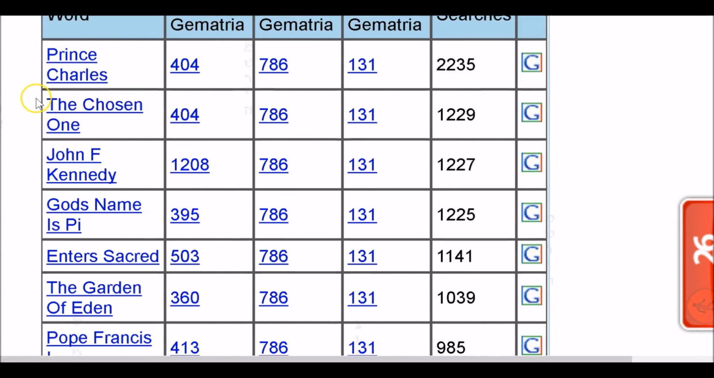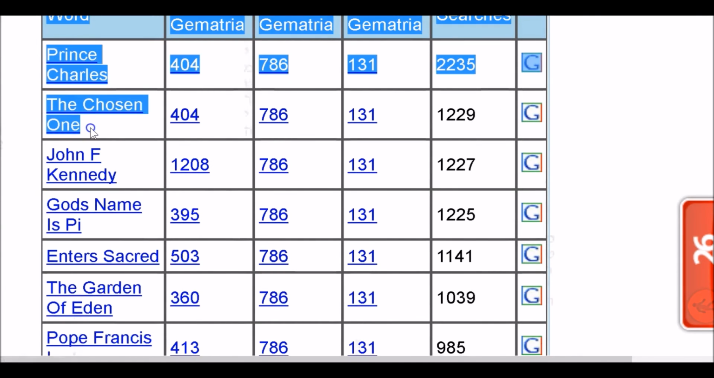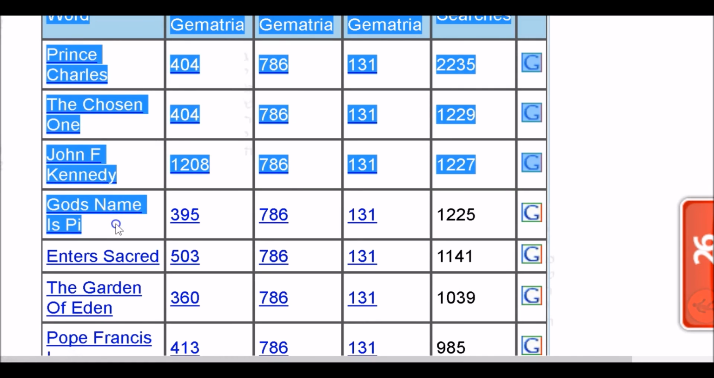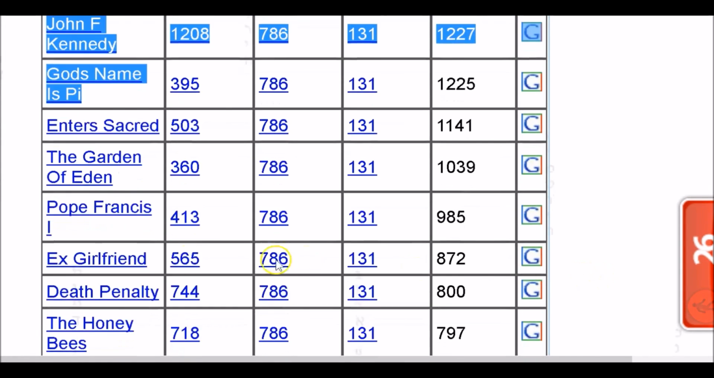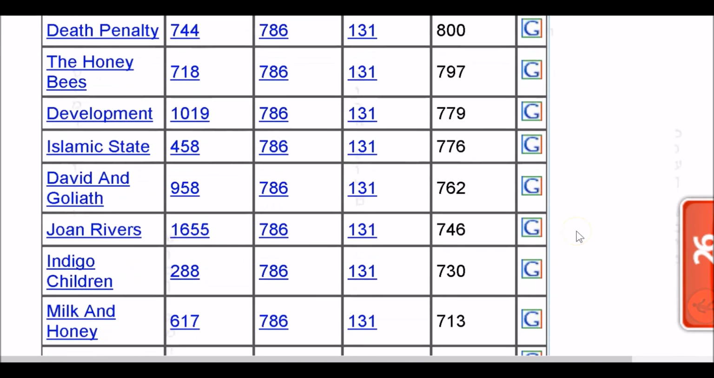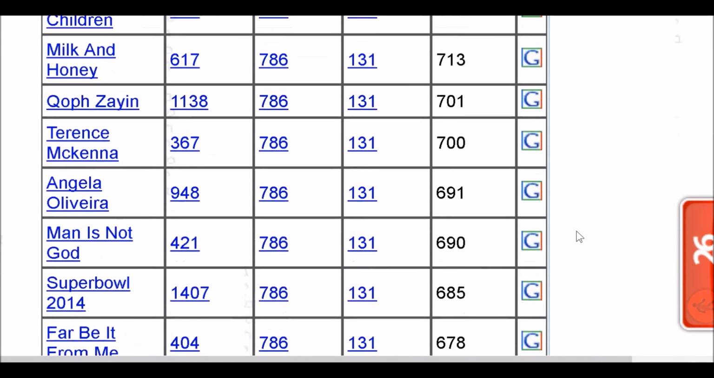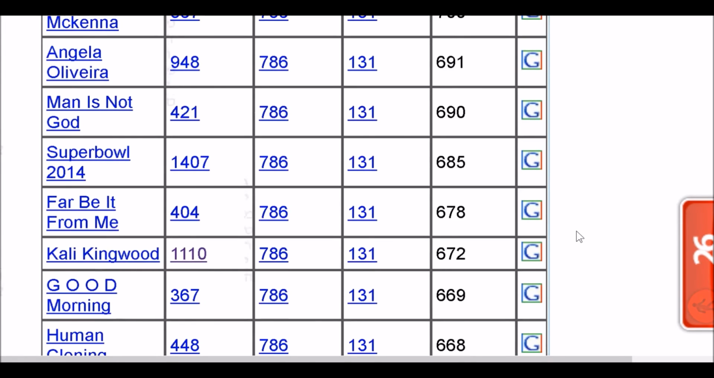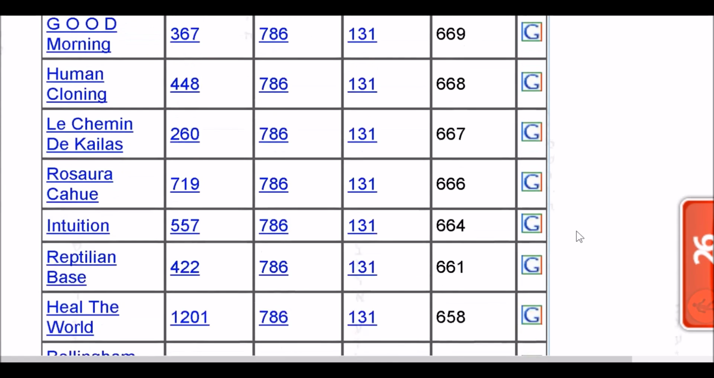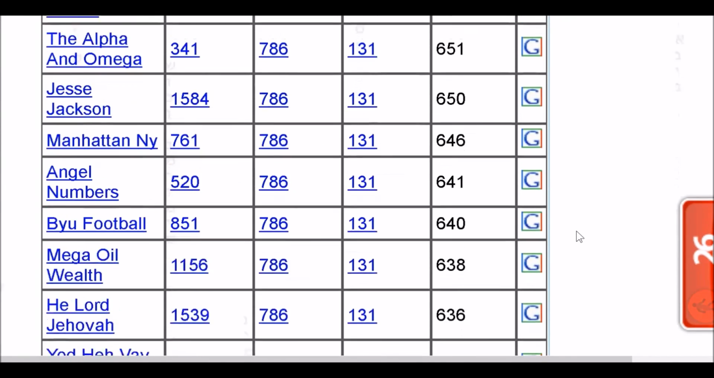Matches the chosen one, Super Bowl. Matches JFK. Matches God's name is Pi. Matches Pope Francis. These are all important things to know. Matches the Garden of Eden and ex-girlfriend. Joan Rivers, Milk and Honey. Terence McKenna. Interesting. All right, Jesse Jackson.